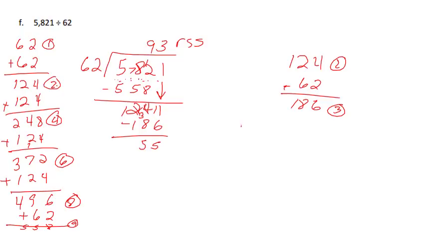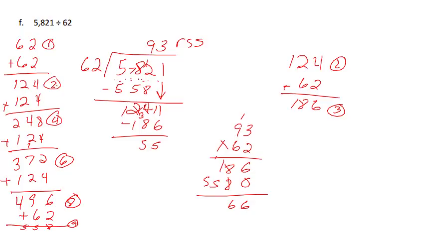So let's see. 93 times 62. 2 times 3 is 6. 2 times 9 is 18. Placeholder, 6 times 3 is 18. 6 times 9 is 54, and 1 is 55. And we end up with 5,766. Now we're going to add 55 for our remainder. We end up with 5,821, which checks because that's exactly what we had.